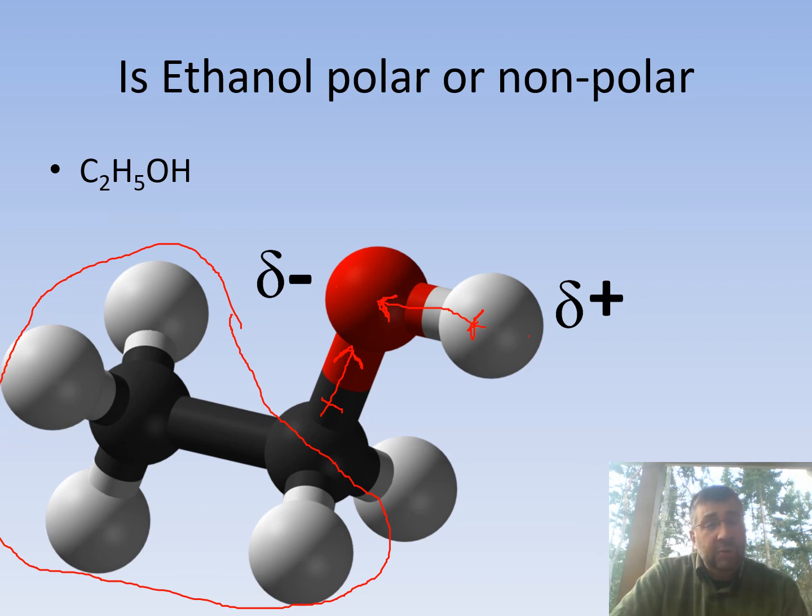This portion of the molecule we would say is nonpolar, but all you need is one part of a molecule to have a distinct positive and distinct negative end for the molecule to be declared a polar molecule.